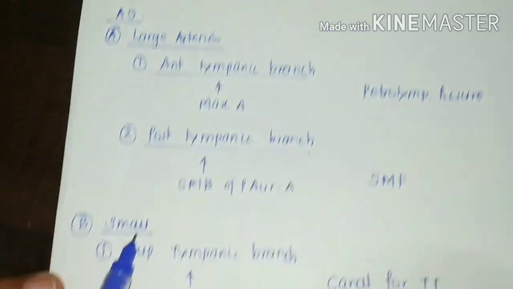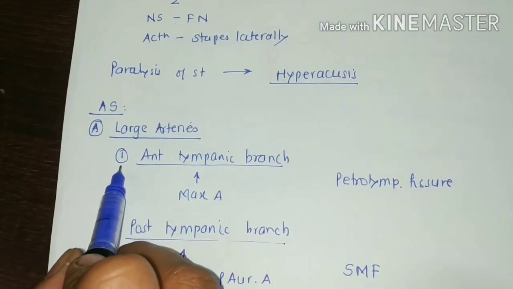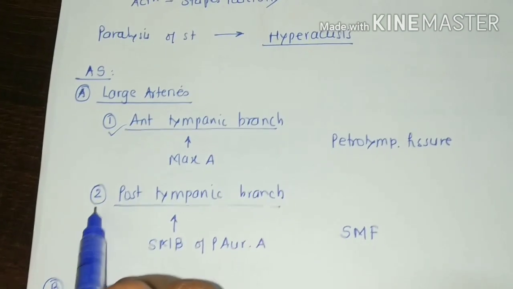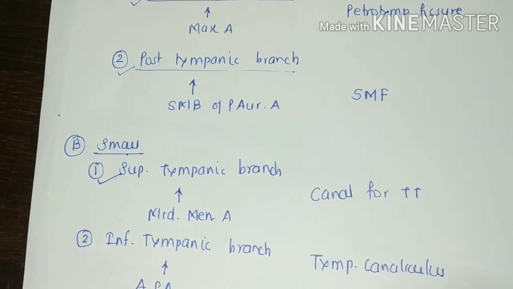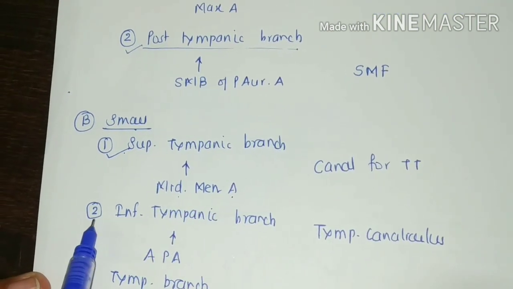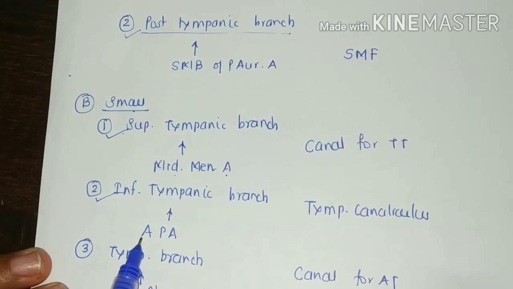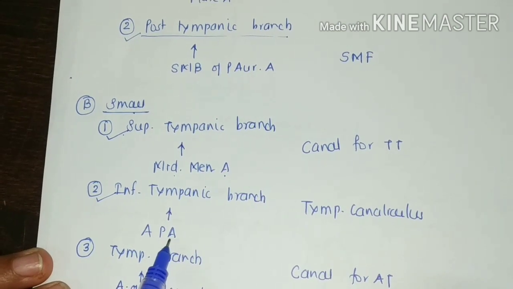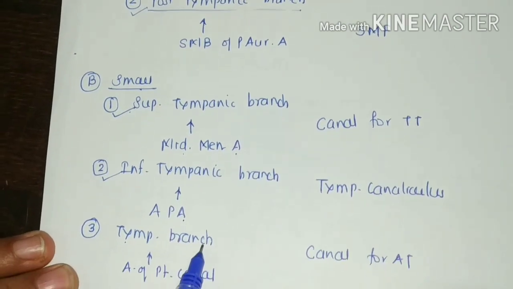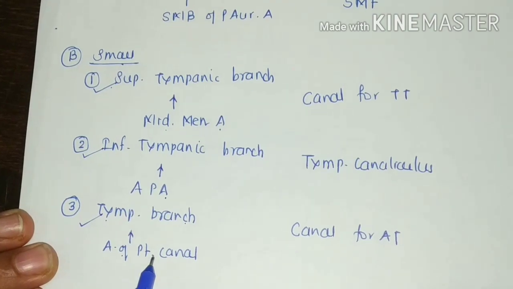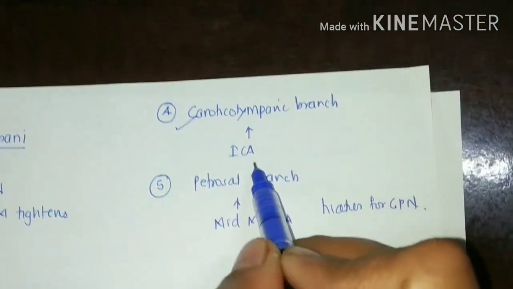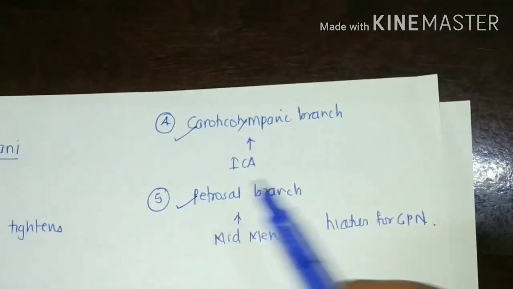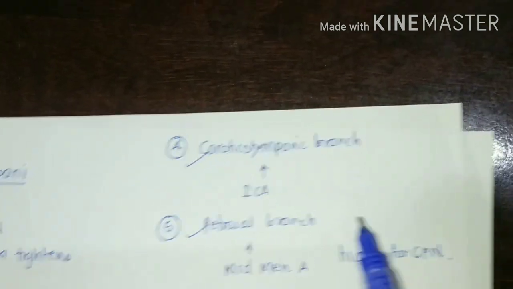Clear? So this is the arterial supply, large arteries and the small arteries. Large arteries, anterior tympanic branch, posterior tympanic branch. Small arteries, superior tympanic branch from middle meningeal artery, inferior tympanic branch from ascending pharyngeal artery, then tympanic branch from artery of pterygoid canal, carotico-tympanic branch from internal carotid artery, and petrosal branch from middle meningeal artery.